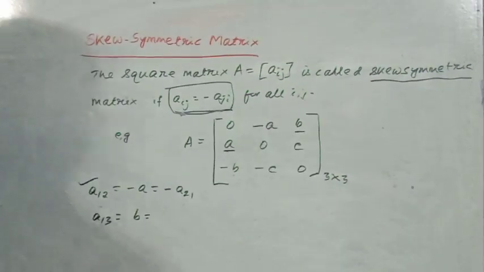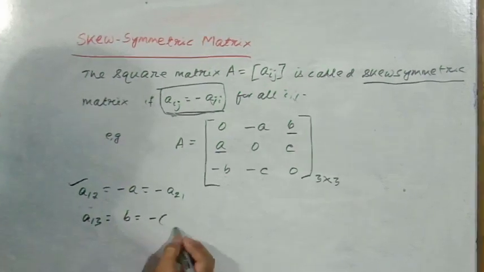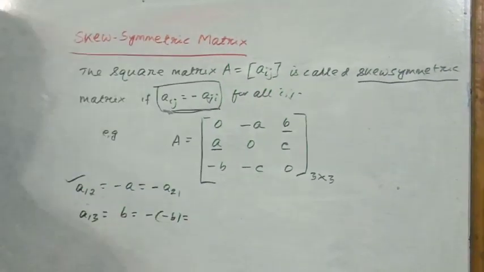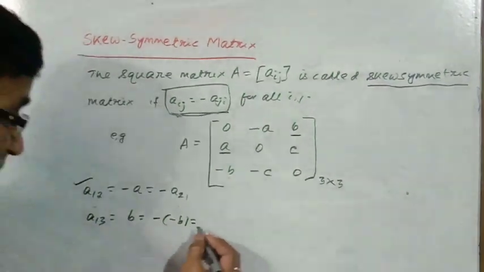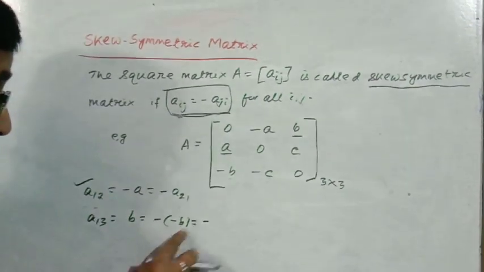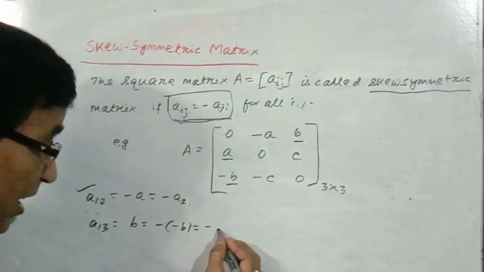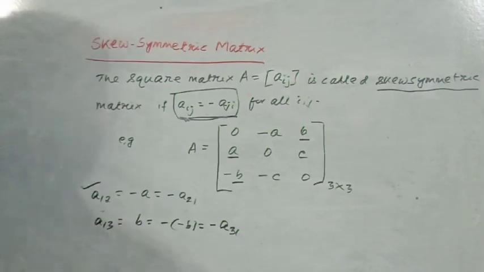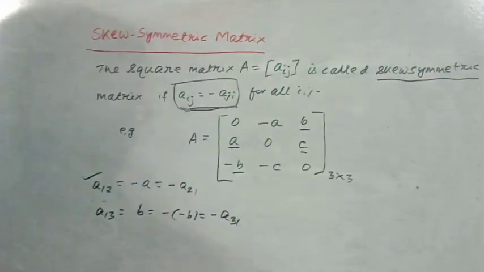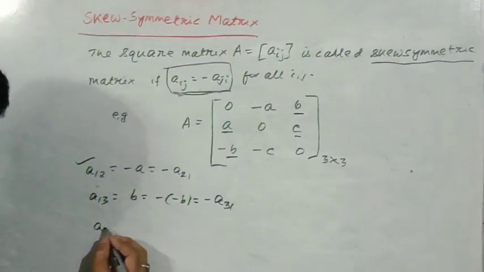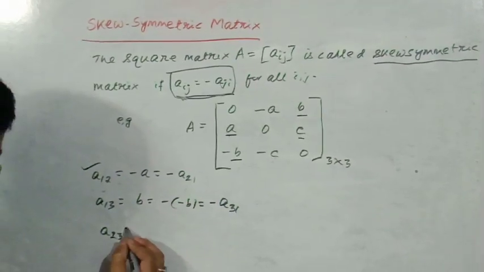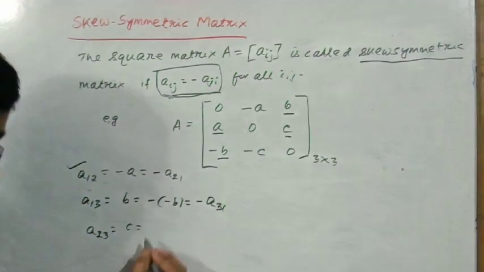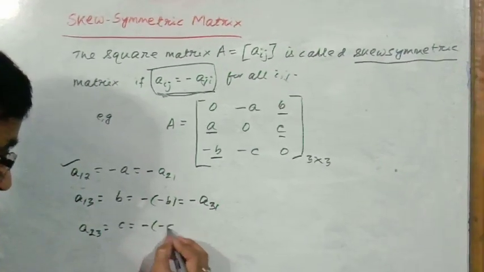So that is equal to minus of minus B. That means it is equal to minus of minus B. Minus B is equal to A31. Again we can say that the A23 element is equal to C, and that is equal to minus of minus C.